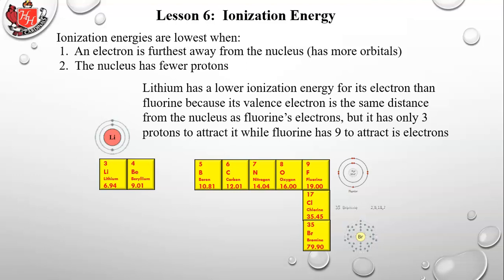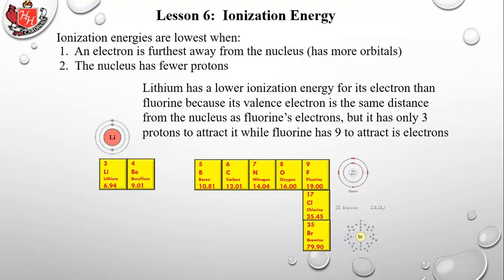And actually the next row over would have been noble gases, but I'm going to use the halogens, the second to last column in this example. That's fluorine. So let's compare lithium to fluorine, number 3 to number 9. Lithium has a lower ionization energy for its electron than fluorine because its valence electron is the same distance from the nucleus as fluorine's electrons. That's the key point. They both have 2 orbitals because they're in the second row.